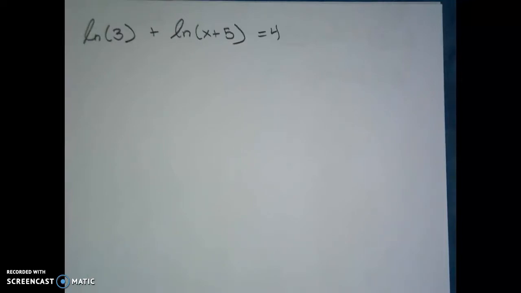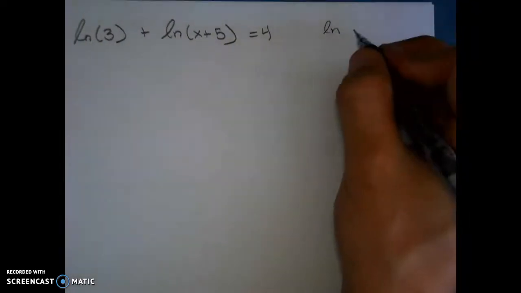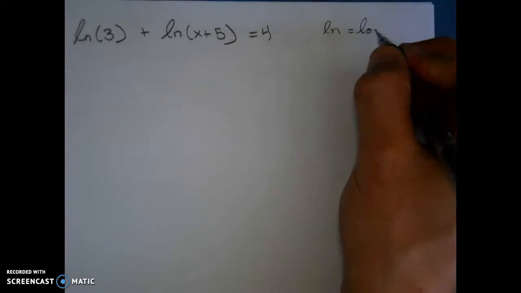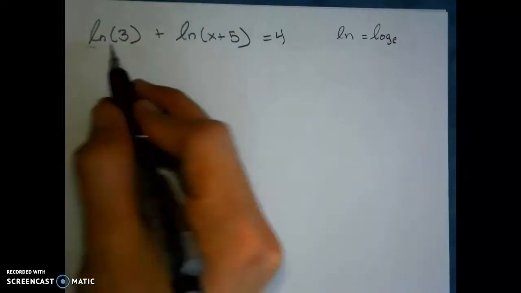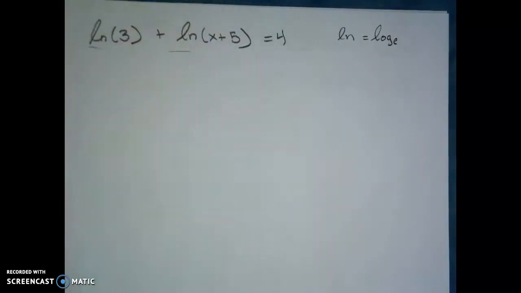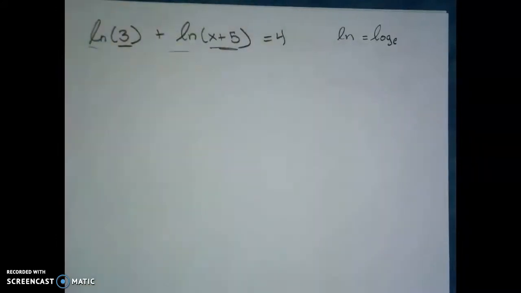Okay, welcome back. Remember, the logs need to have the same base for me to combine them. And remember, the natural log is just equal to log base e. I know that these have the same base, so I can combine them. And remember, when I'm adding, I multiply my arguments.